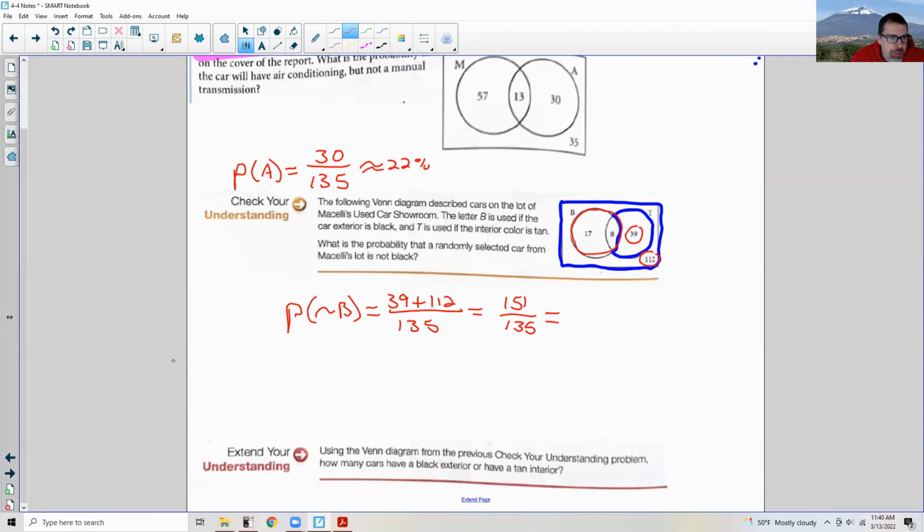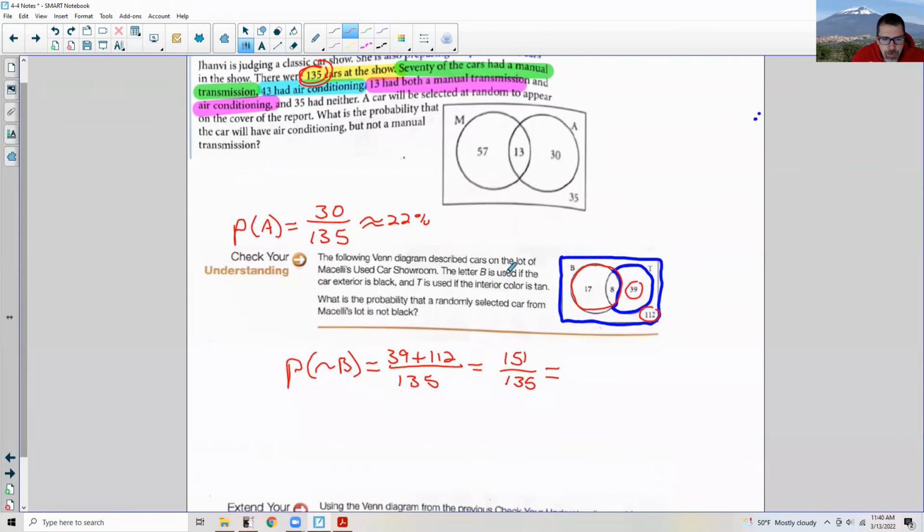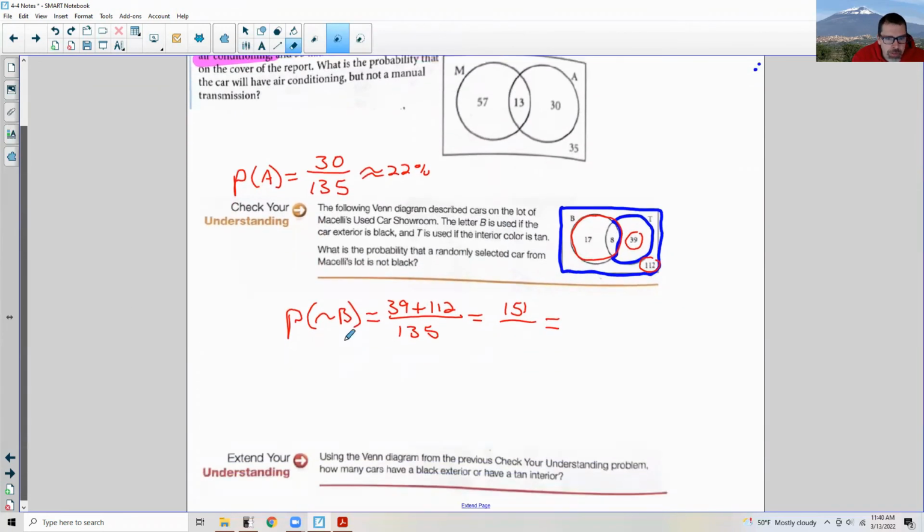Let's see what that is as a percentage. The total was 135, right? Yeah, 135 cars at the show. Oh, I'm sorry. I'm thinking of that show. This isn't the show. This is a totally different set.